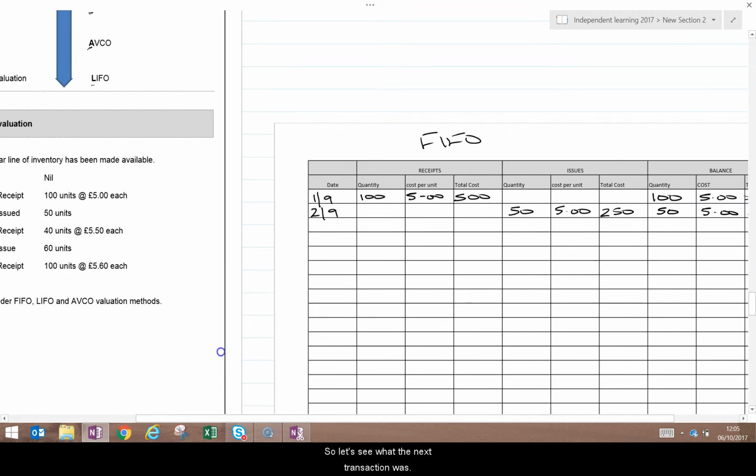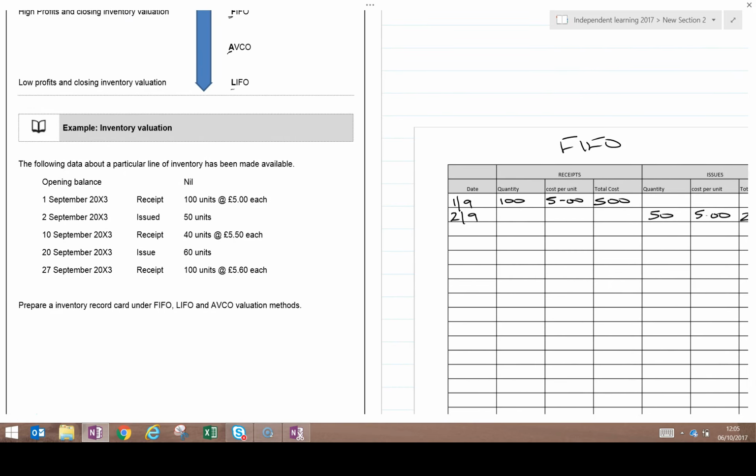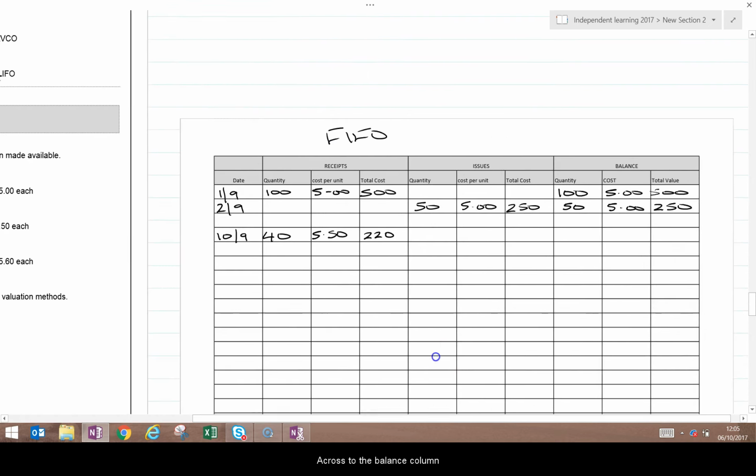So let's see what the next transaction was. 10th of September, a receipt, 40 units at £5.50 each. So 10th of September, we received 40 units, £5.50 each. That is £220. So across to our balance column.